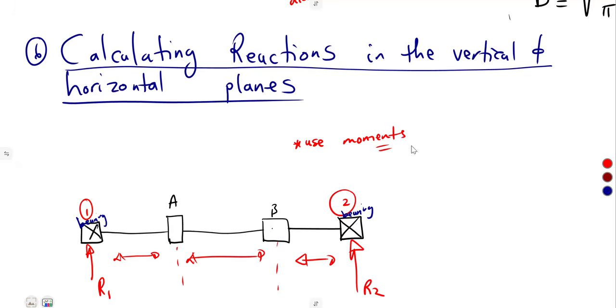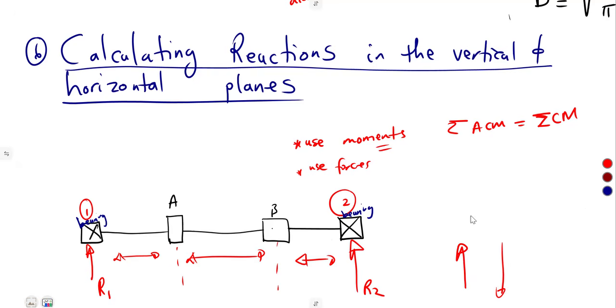You can use moments. Remember, from your moments, the sum of anti-clockwise moments is equal to the sum of what? Clockwise moments. You can also use the sum of forces. All right? Use forces. If it is vertical, you're simply saying what is going up must be equal to what is going down.